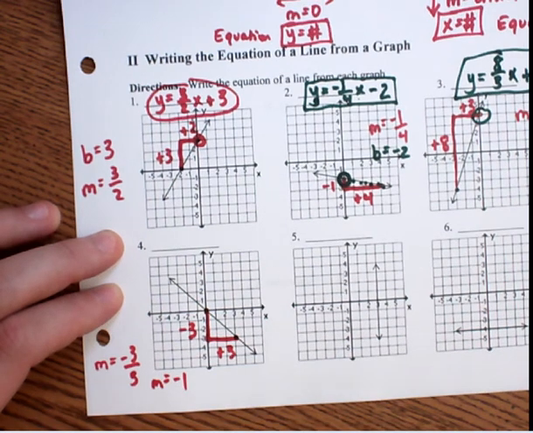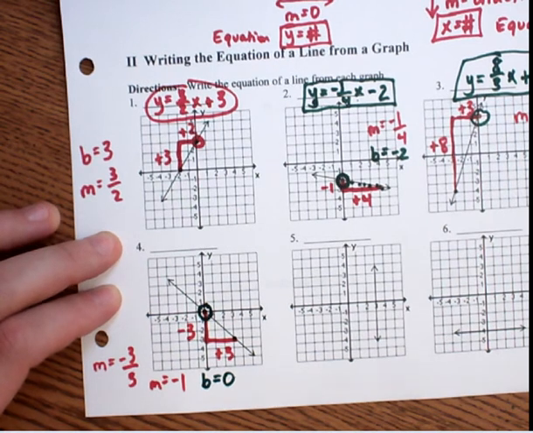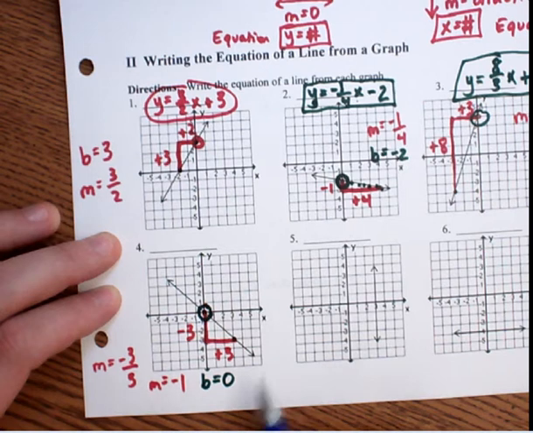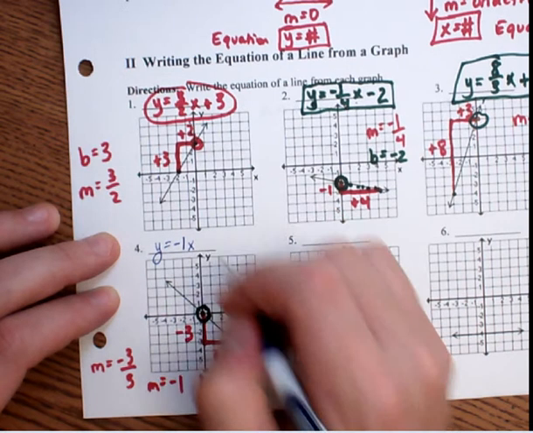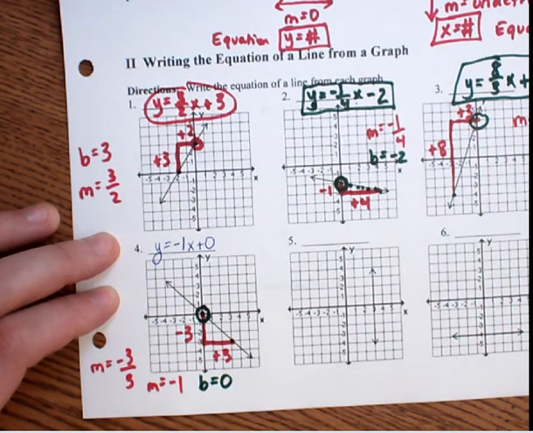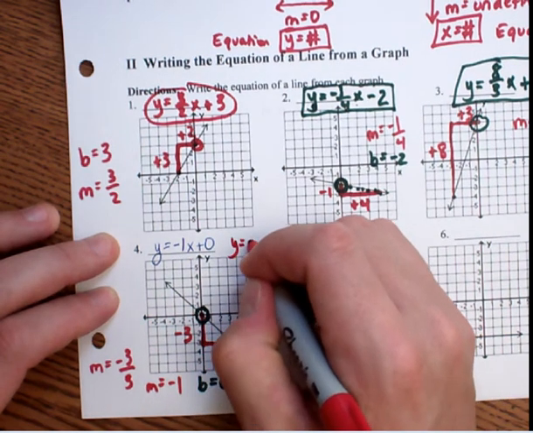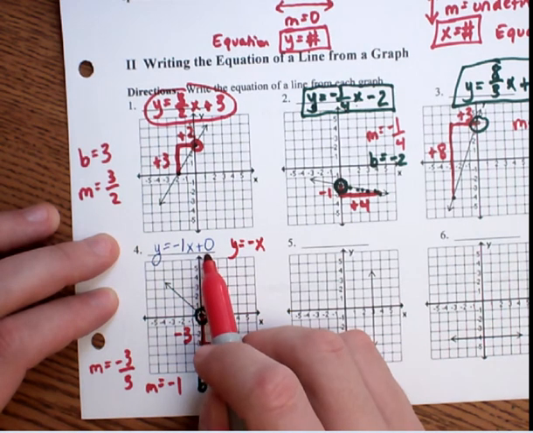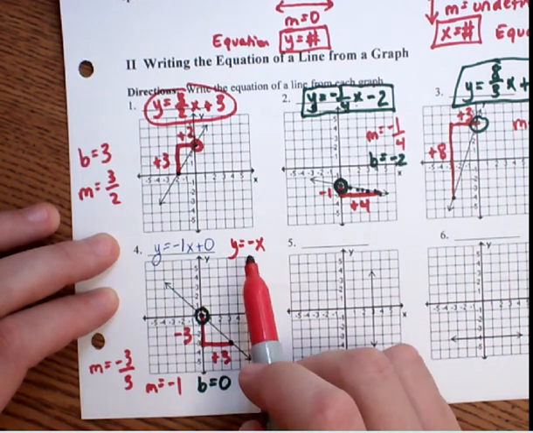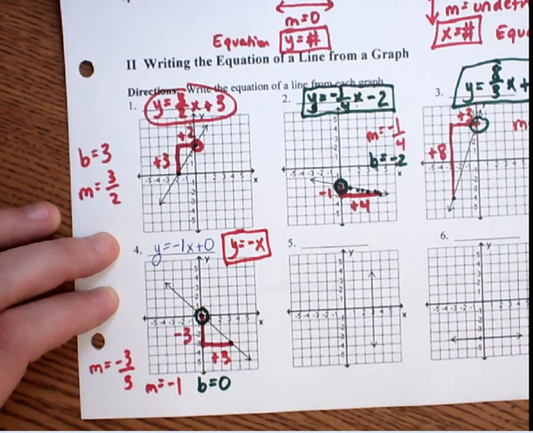Where do we cross the y-axis? Right here. And that's 0. So I say b equals 0. Now when you write this answer, there are two ways to write it. We can say y equals m, which is negative 1, times x plus 0. But we don't usually put the 1 as a coefficient, so we can just write this as y equals negative x. Also, when you add 0, you get the same thing back. I don't need that because it doesn't change anything. So my answer is just y equals negative x, and that's good.